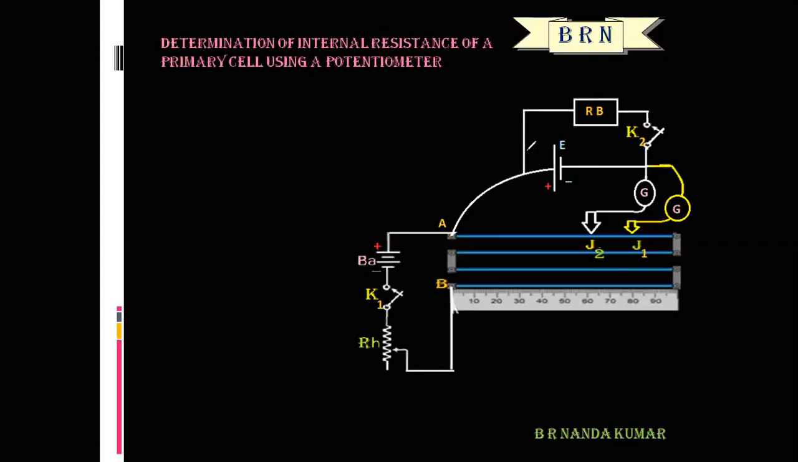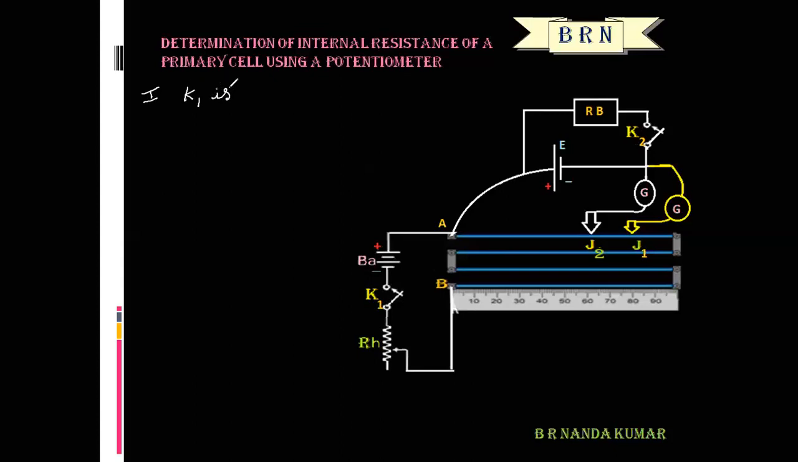Now let us start the experiment. The experiment is very simple. This experiment has two very important parts. In the first part, K1 is closed, K2 is kept open. K1 is closed, K2 is kept open. So this is the first part of the experiment.